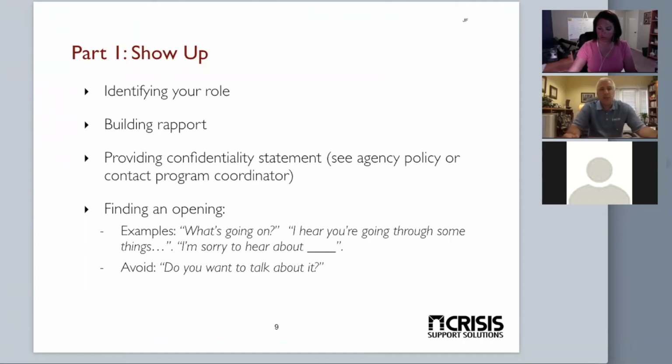But some of the examples we put in here is maybe, what's going on with you? Or, here you got some things going on. I'm sorry to hear about such and such. You may know the story. You may know that they've lost a loved one. You may know that they're being transferred, whatever the situation may be. But I'm really sorry to hear that you're struggling with this. Where do you want to start? And just open up that door after that rapport has been built with the initial showing up process.